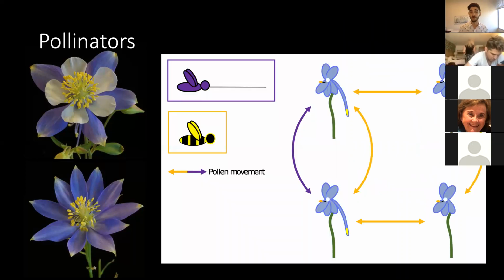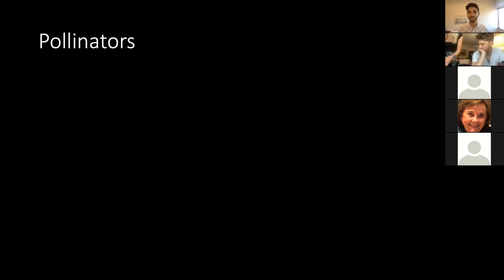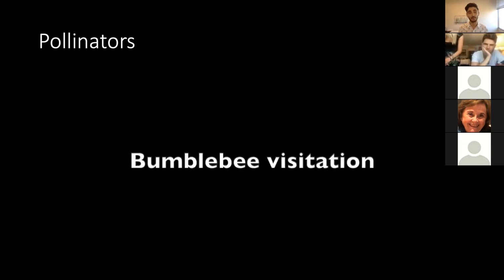On the other hand, there are also bumblebees, and bumblebees are probably moving a lot more randomly because they're not foraging for nectar, they're foraging for pollen. But we have to first ask ourselves, are both pollinators even visiting both morphs in the population, or is Dahlia or wild type losing out on one pollinator? And specifically, are they transitioning between? So we set up GoPro cameras in 2014 on multiple patches of flowers, and we were able to capture some evidence of hawk moth and bumblebee visitation.